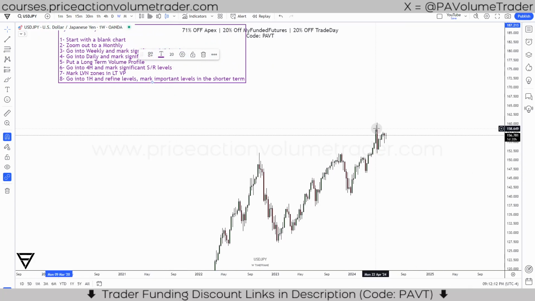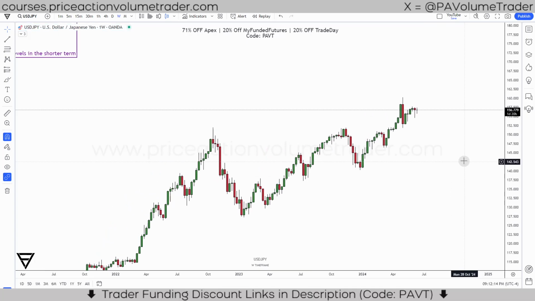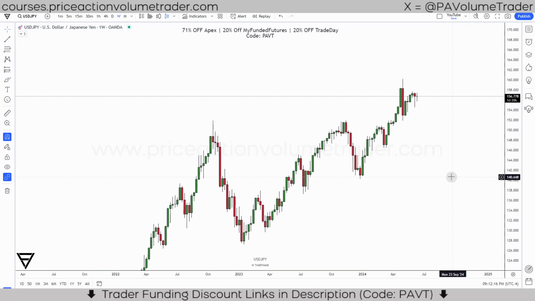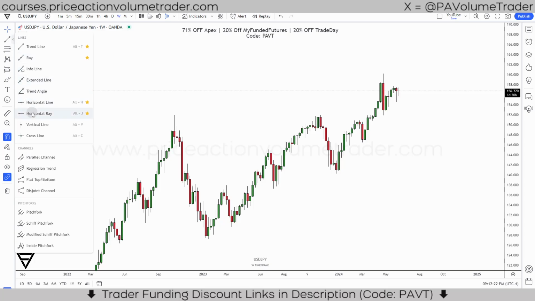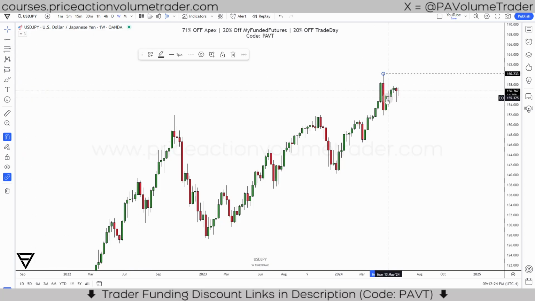I'll just leave this here on the side and I'll reference it later. But so on the weekly, I'm going to start marking two things right off the bat. First, I'm going to mark this as an all-time high level. So I actually have a template here that is a black dash line with ATH, and I'm going to lock it so I don't accidentally delete it.